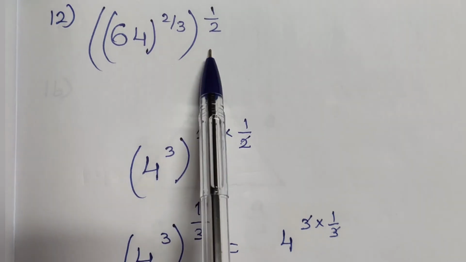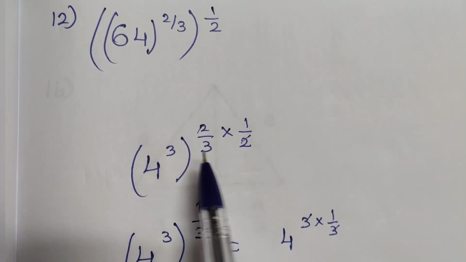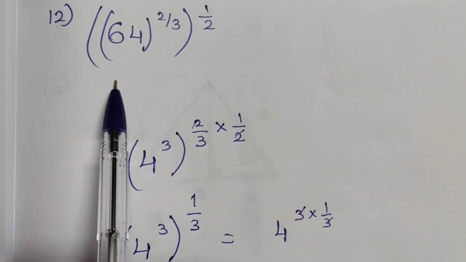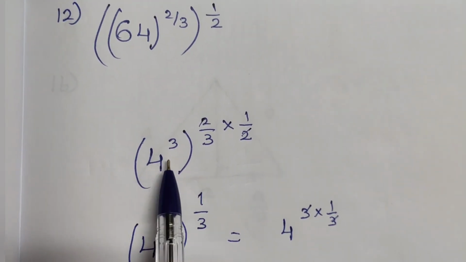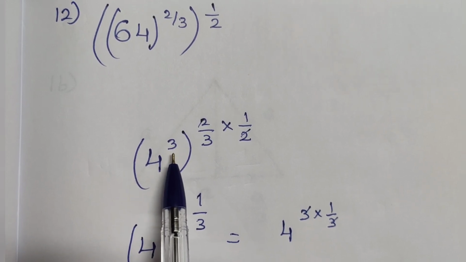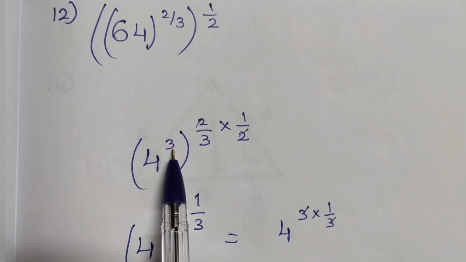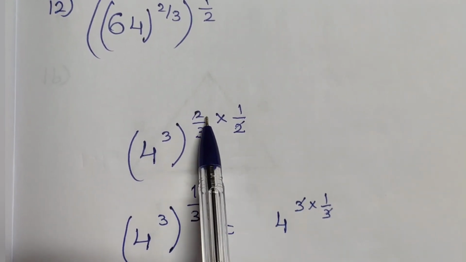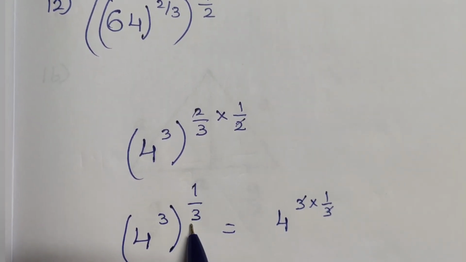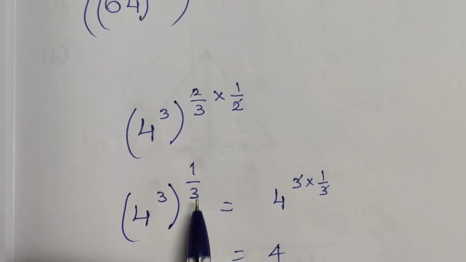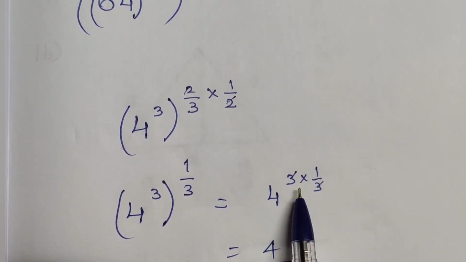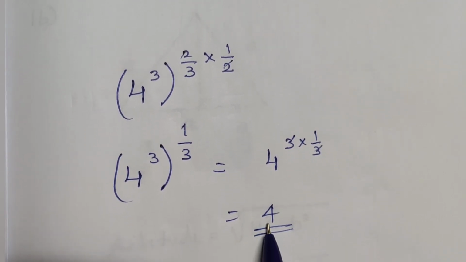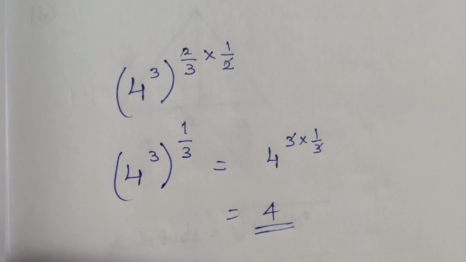64 power 2 by 3, the whole power 1 by 2. Power to the power, we shall multiply 2 by 3 into 1 by 2. Also, I write 64 as 4 cube. 4 4s are 16, 16 4s are 64. So, I write 4 cube, which is 64, to the power 2 by 3 into 1 by 2. 2 gets cancelled and I get 1 by 3. 4 cube to the power 1 by 3, which means 4 power 3 into 1 by 3. 3 gets cancelled. The answer is 4.